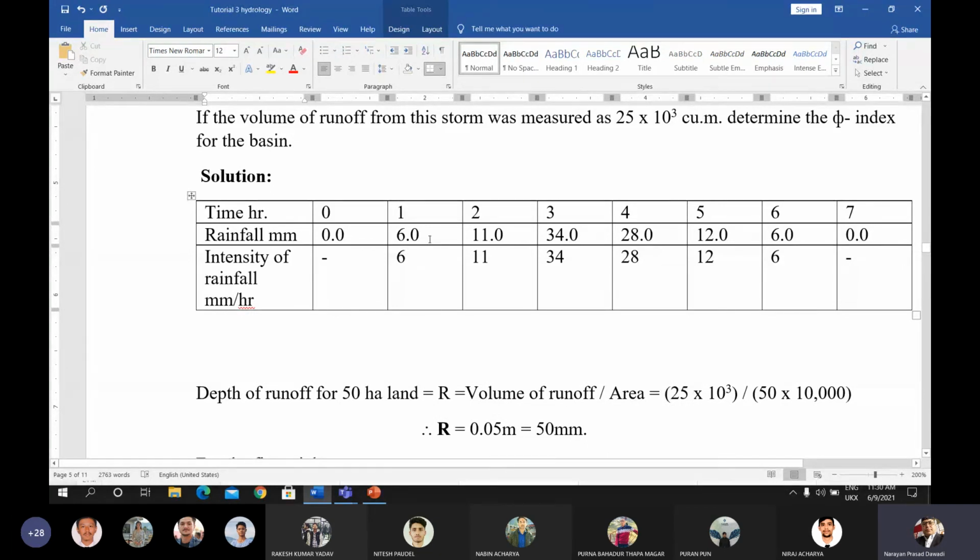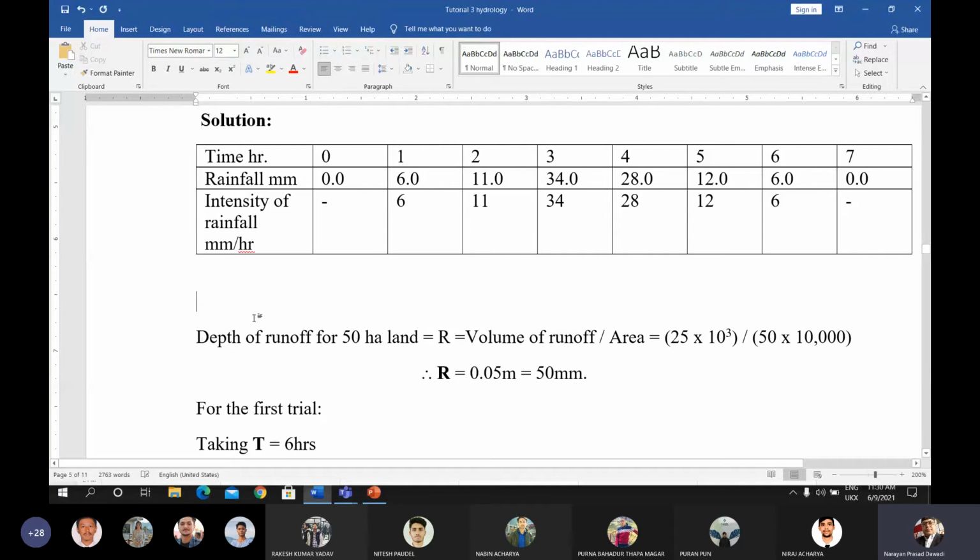Okay. Intensity is depth of rainfall divided by time duration. 0 to 1 is 1 hour, 1 to 2 is also 1 hour. That's why it is divided by 1. The value will be the same, only the unit is different. Okay, now this is the solution.